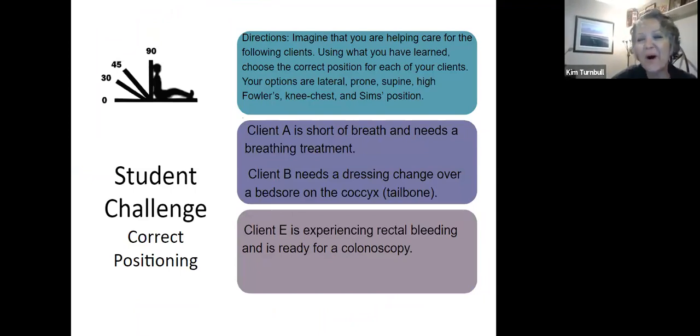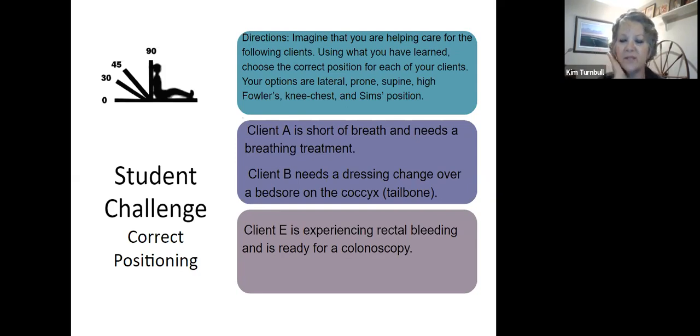Okay. A couple of the other things that we have done as showstoppers, where, like Linda said, sometimes they get the glazed look, like, okay, I'm done thinking, I'm not really paying attention. All right, so stop that moment, and we're going to do a little student challenge. This one is basically a little written scenario. After you've talked about the different positioning and what you would use them for, you throw out these little client scenarios. For client A, he's short of breath and needs a breathing treatment, what's the best position you would put him in?